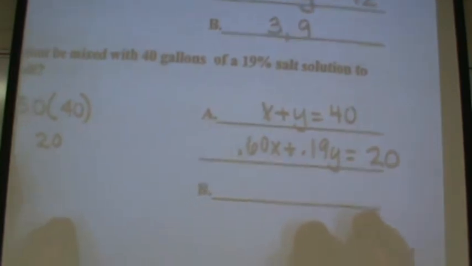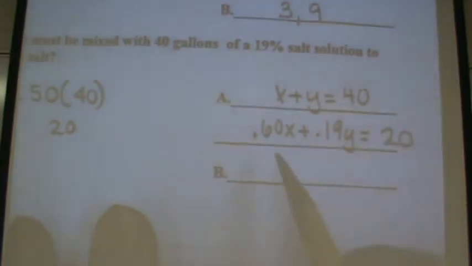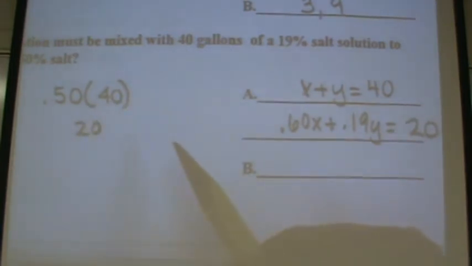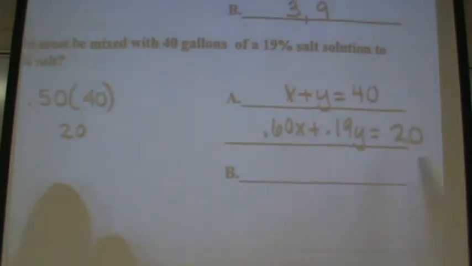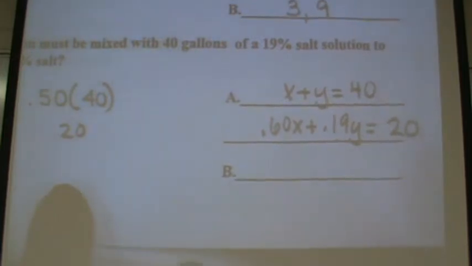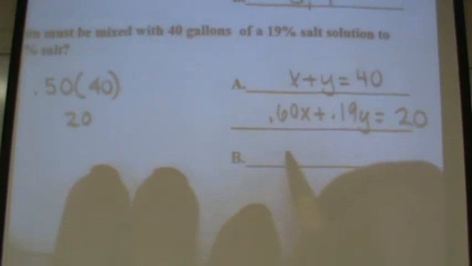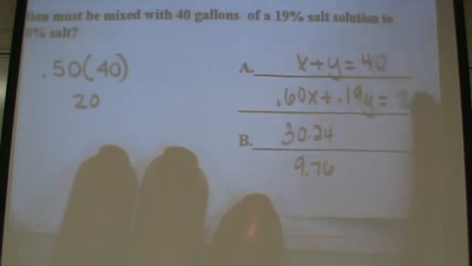Can you go back to the one before? Yes. Okay, you need 40 gallons of these 2 solutions, so x plus y is 40. One solution is 60% and one is 19%. We want our new solution to be 50%, and we want 40 gallons to be 50% salt. So you do 0.50 times 40. Okay? Anyone have the answer to these 2? Because I don't have my answer key. 30.24, 9.66. Thank you.